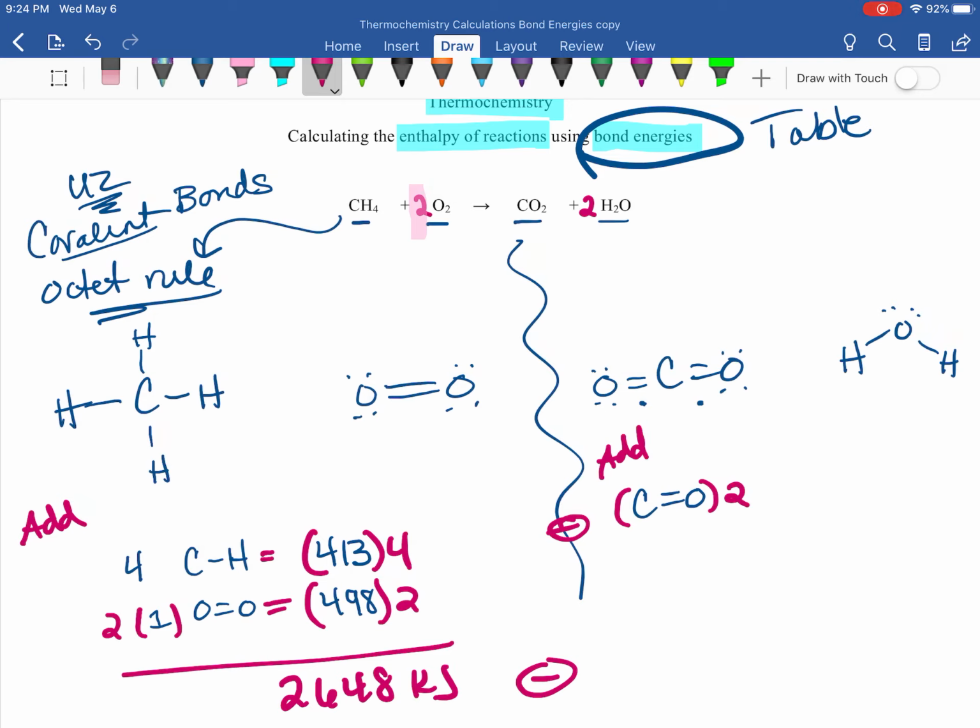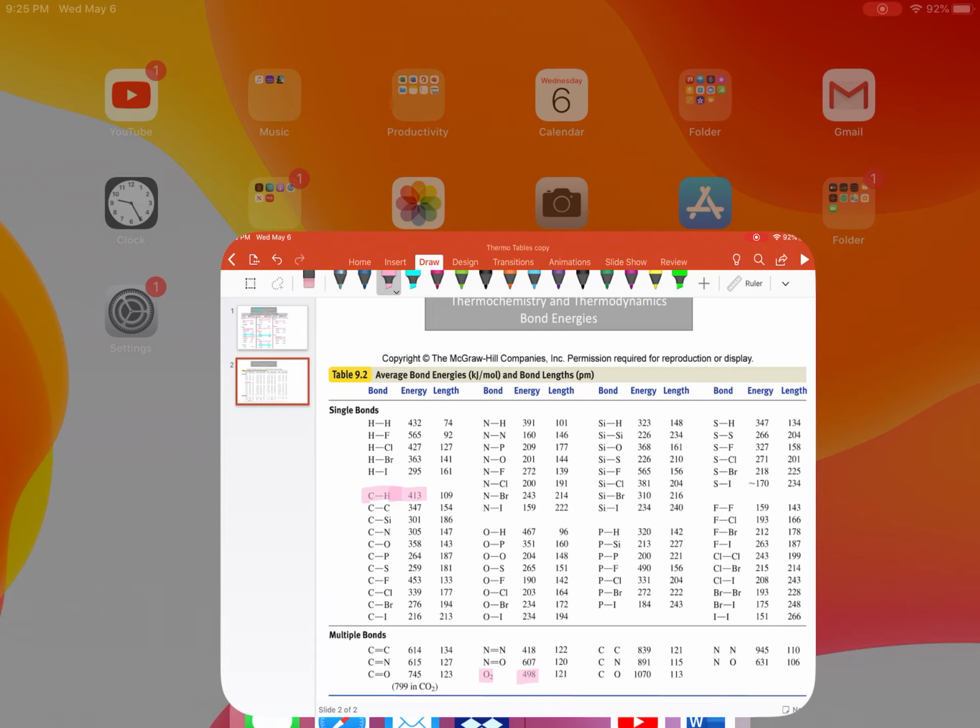Okay, I think our table actually gives us CO2, so we'll have to double check that. And then we have water. We've got an HO bond. Okay, I love it. But how many do we have? Okay, watch this. You have 2 of them in your compound, but then you have 2 moles. So you need to multiply by 2 twice.